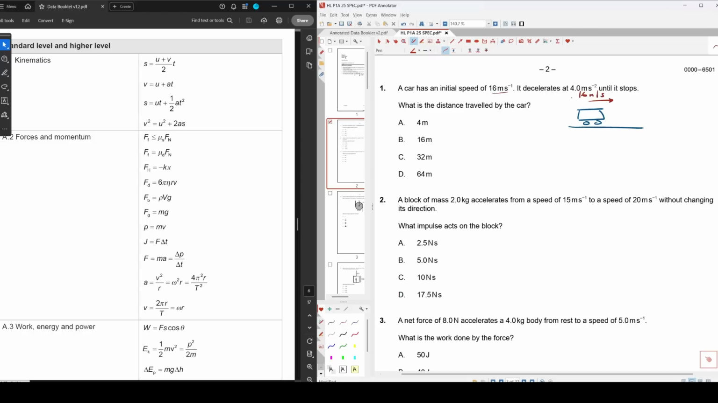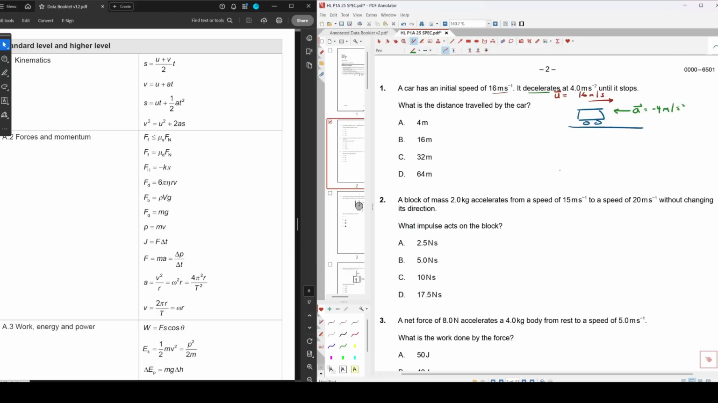I'm going to draw that like this. Initial speed, I know we're talking about u. It decelerates at 4 meters per second squared until it stops. Okay, this is going to be a negative acceleration. A equals -4 is what I'm going to do. It is not a negative acceleration because it's slowing down. Okay, and it's not negative because it's decelerating.